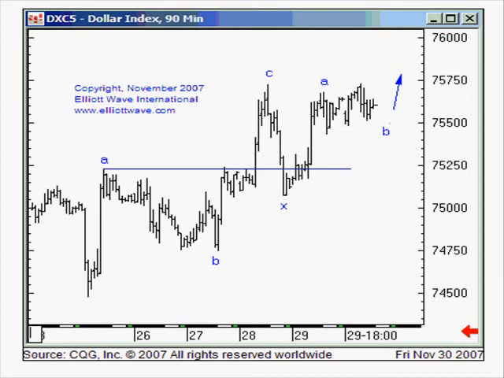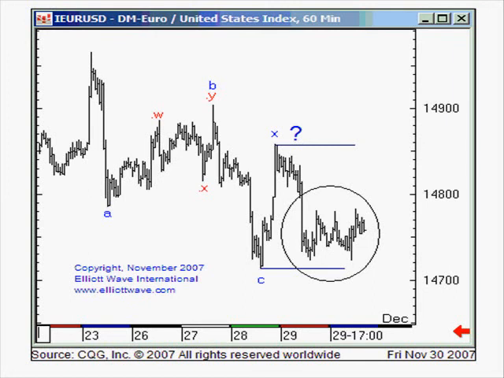But again, I mentioned before, I can look to other markets that are correlated. In this case, we can look to the euro. Now the euro moves inversely to the dollar index. So here too, I'm counting this double zigzag, A, B, C, with an X wave. I need another A, B, C. And just look in this circled area, and you can see that's corrective price action.